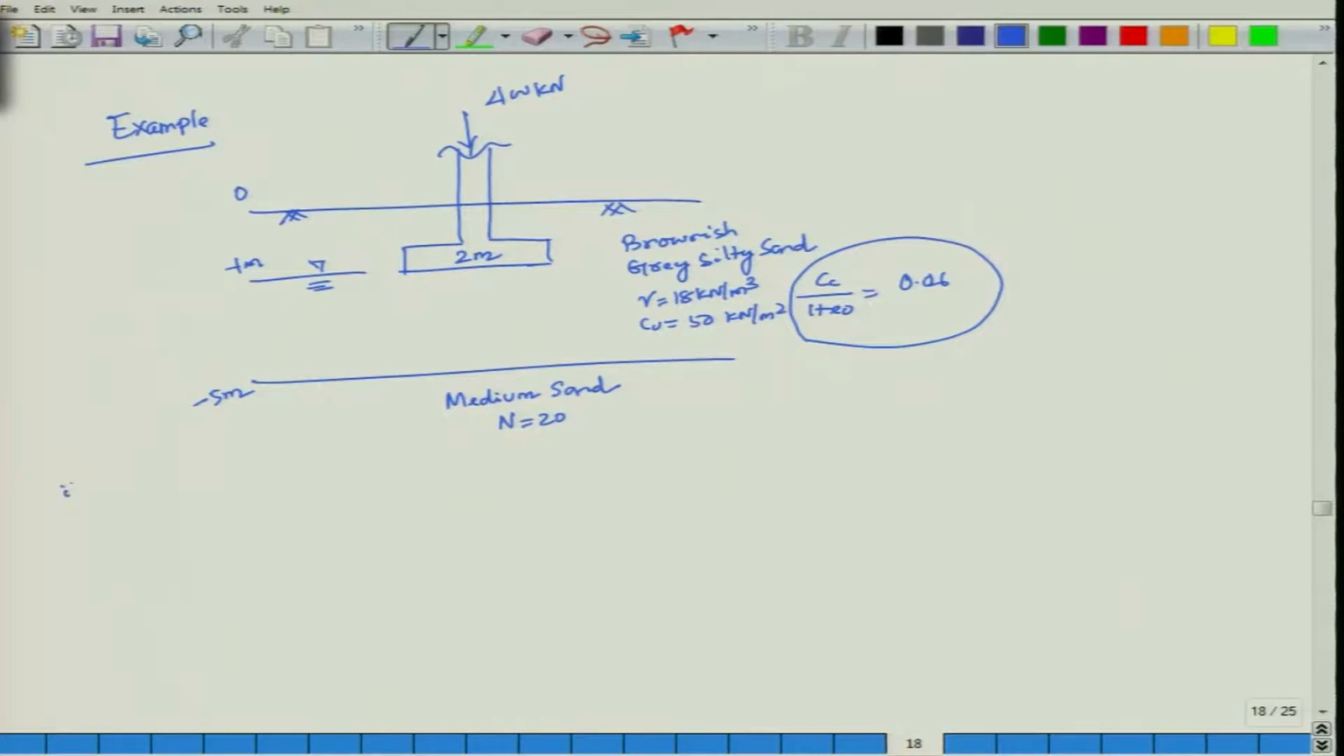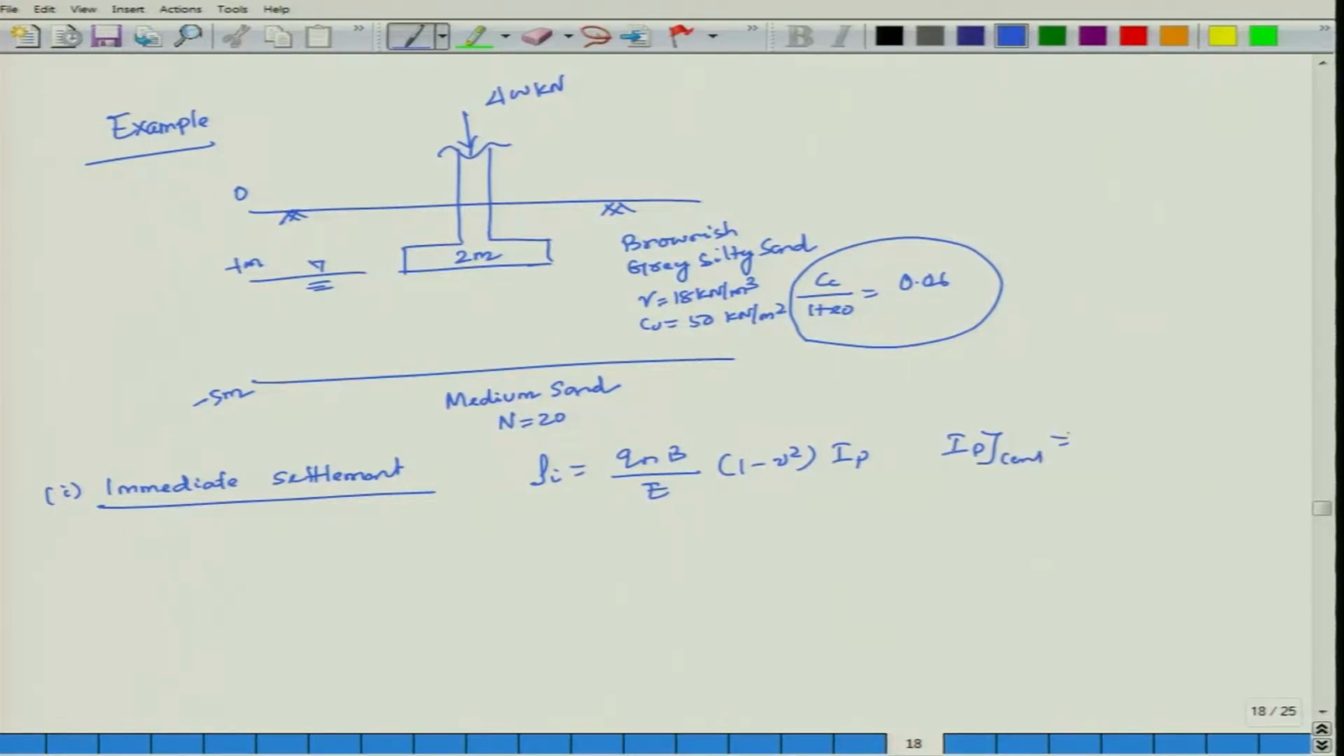Part 1, immediate settlement. In this immediate settlement, what is your formula? Qn into B by E, 1 minus mu square, into Ip. Ip is given, Ip at the center is 1.12. Then you calculate your values.